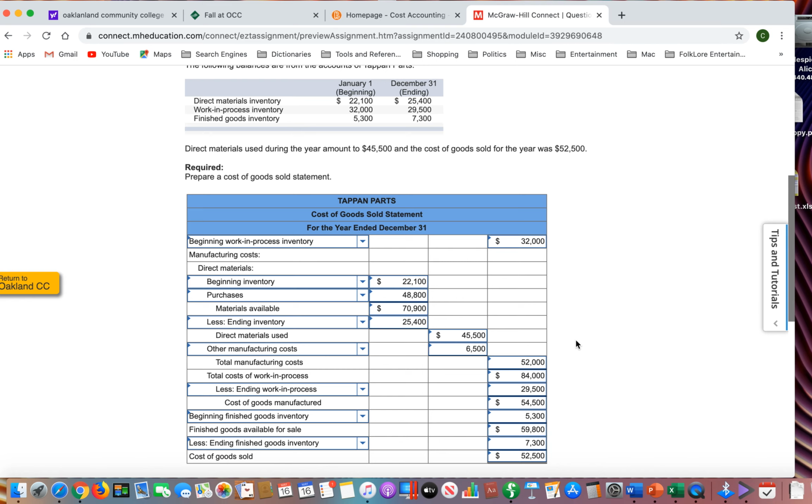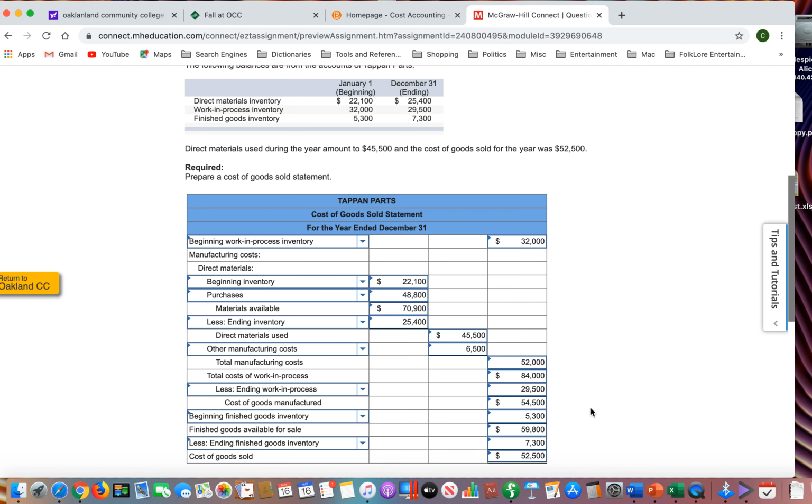Let's see here. I think everything else is pretty straightforward here. You have here also work in process inventory, 32,000 you began with. You end with 29,500. Okay. Finished goods at 53 and 73 there. Okay.